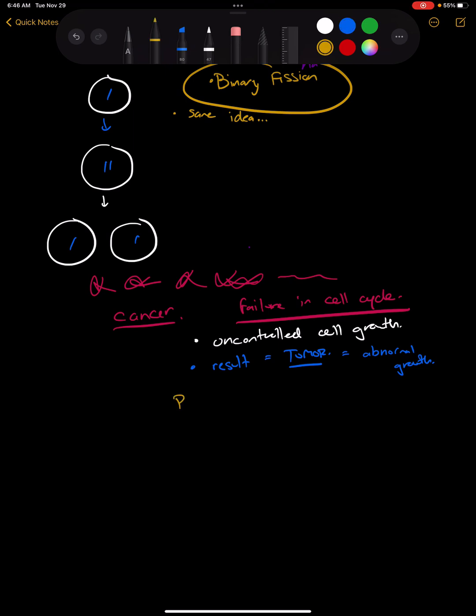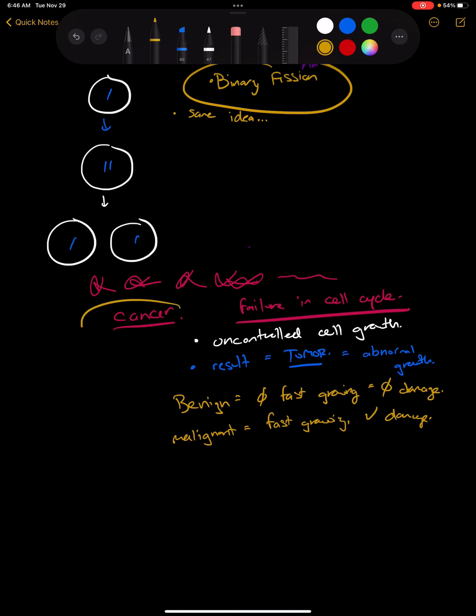You do have two different kinds. We've heard these before. You have benign. Benign means it's not fast growing, and there's zero damage to anything around it. But as soon as that growth becomes super fast growing and it starts doing damage to things around it, that's when we get to call it cancer, malignant. So this is fast growing and it's also causing damage. But cancer is a failure in the cell cycle.